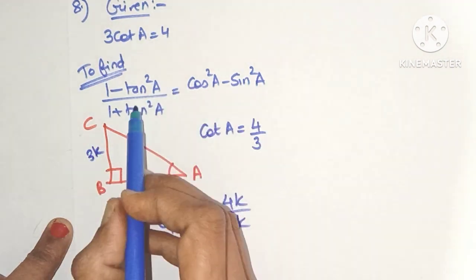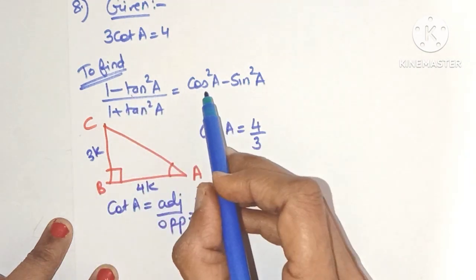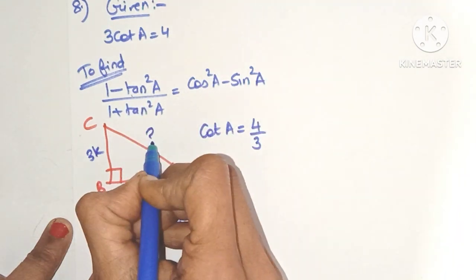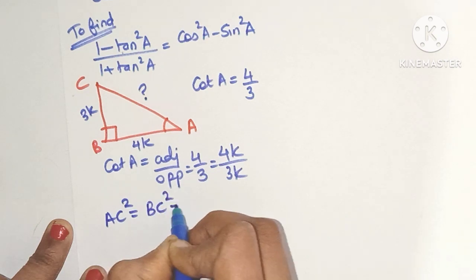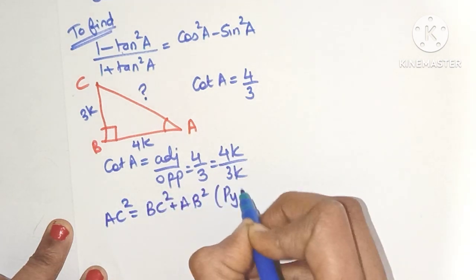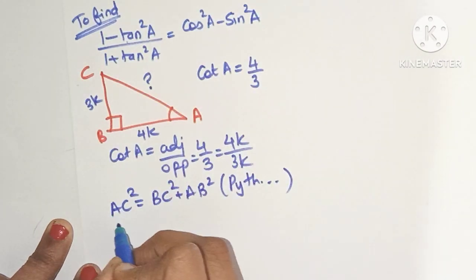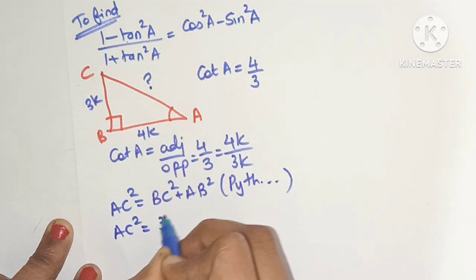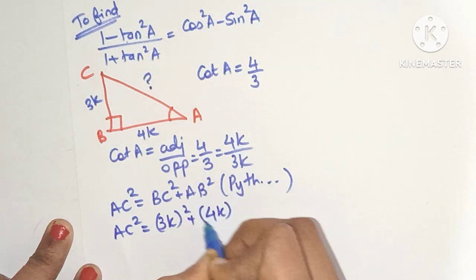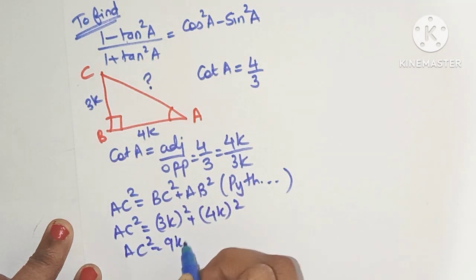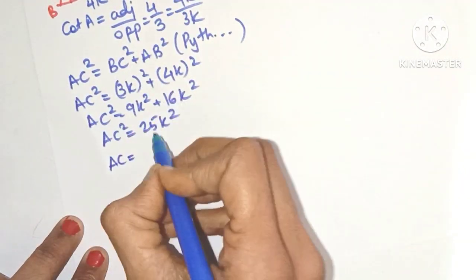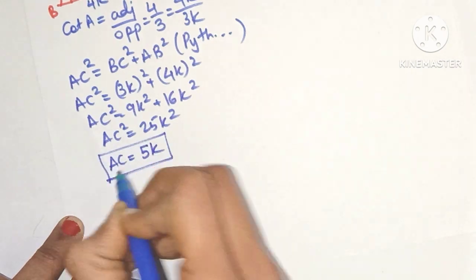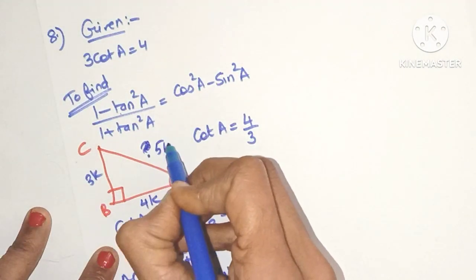Now let's again see what we have to find. We have to find tan A, we have to also find cos and sin. So obviously we need to know the hypotenuse. So let's use Pythagoras theorem. AC square is BC square plus AB square. This is by the Pythagoras theorem. So BC square is nothing but 3k the whole square. This is 4k the whole square. So very carefully do the calculations. You will get AC square as 25k square. It's good that you got a perfect square. So you'll get AC as 5k friends. So here it is going to be 5k.